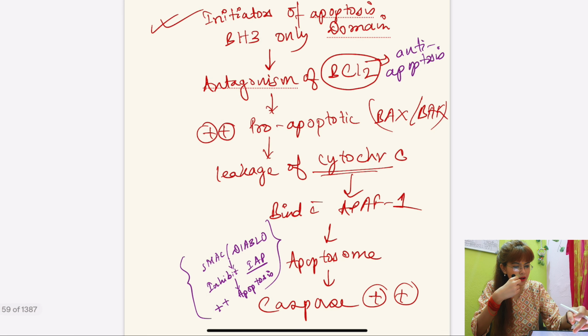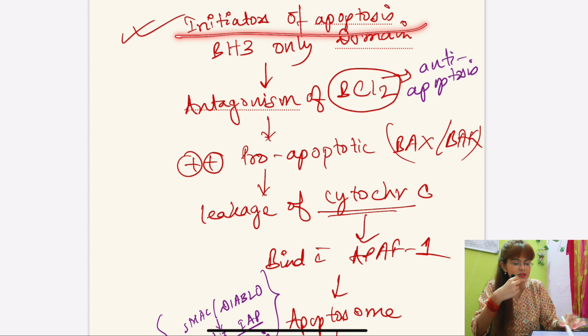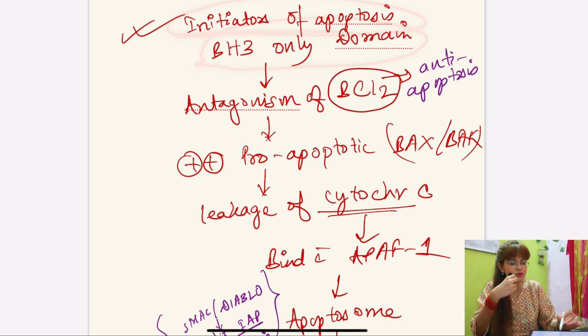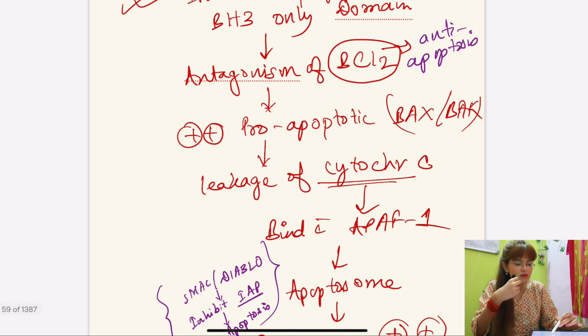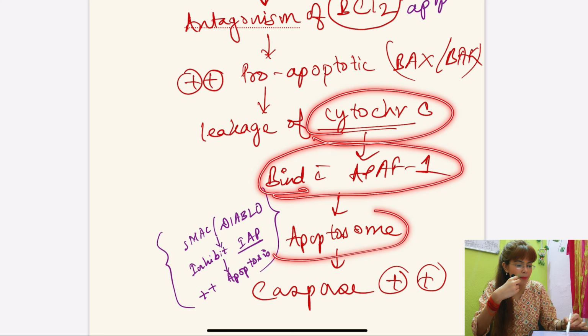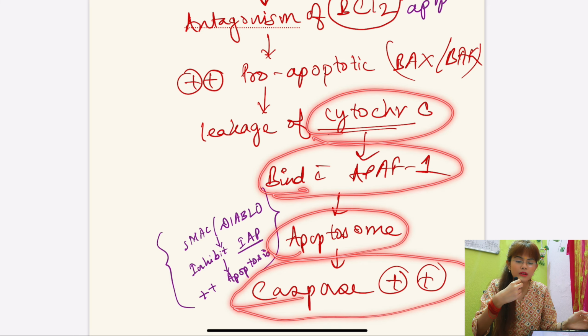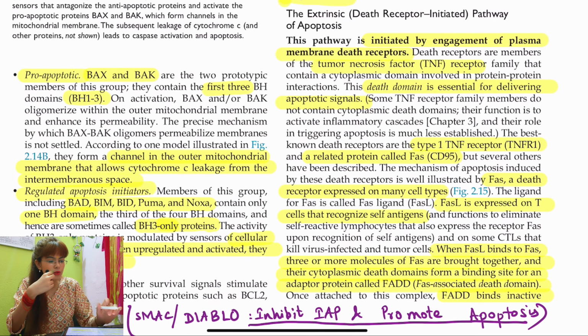Now next, I have just mentioned over here this flow chart. Of course, the initiators will come into play, which are the BH3 only proteins, which will antagonize BCL2. BCL2 is an anti-apoptotic one, so antagonizing this will ultimately cause an increase of the pro-apoptotic molecules, BAX and BAK, which will cause leakage of cytochrome C. It will bind now with APAF1, forming the apoptosome, and then caspase 9 will get activated, ultimately leading to apoptosis. Okay? The next important pathway is the extrinsic or the death receptor initiated pathway.